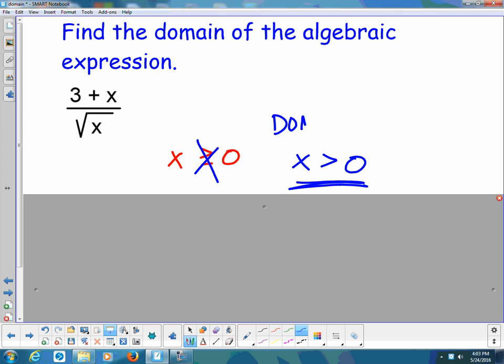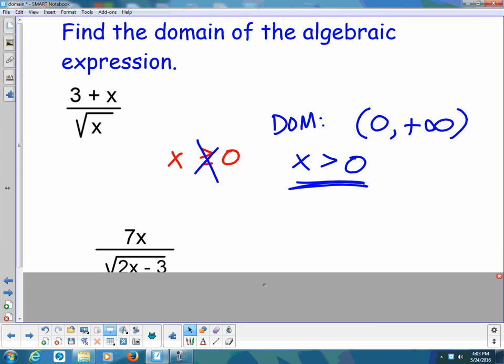But if we're going to write it using interval notation, we're going to say we want 0 all the way to positive infinity. But I don't want to include 0. So am I going to use parentheses or a bracket? I'm going to have to use a parenthesis to indicate that I do not want to include 0.